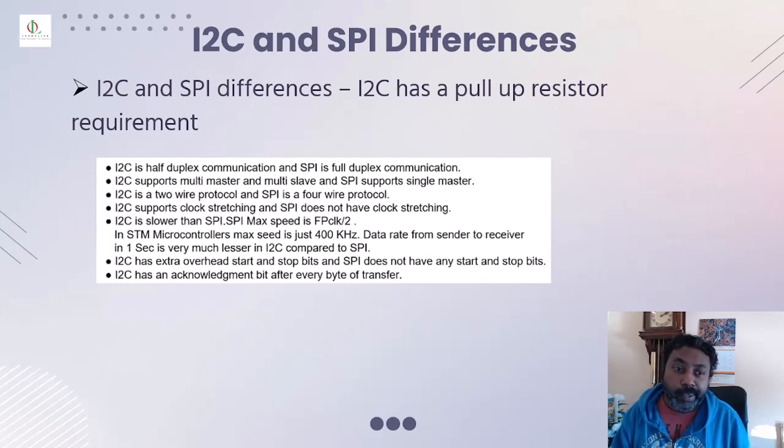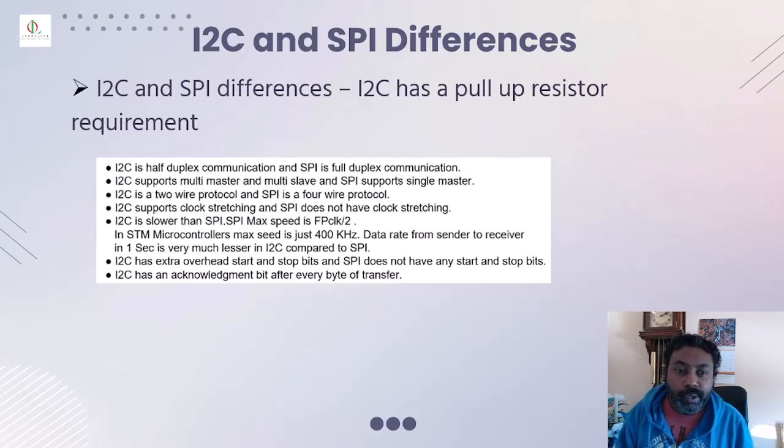Comparatively with speed, I2C is slower than SPI. The maximum speed is the peripheral clock divided by 2, so that's comparatively slower compared to SPI. In STM microcontrollers, I should say, the maximum speed is just about 400 kilohertz. The speed is determined by the data rate sent to the receiver in 1 second, compared with the 1 second data transfer rate. So that's how the speed is determined for I2C and SPI. Comparatively, I2C is slower compared to SPI.